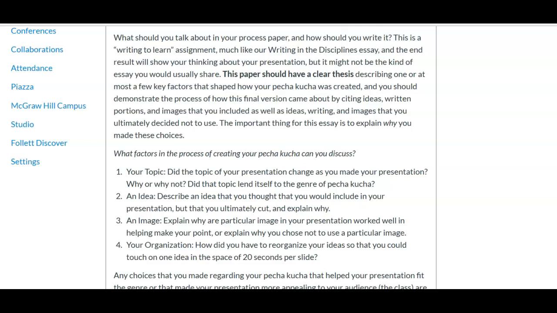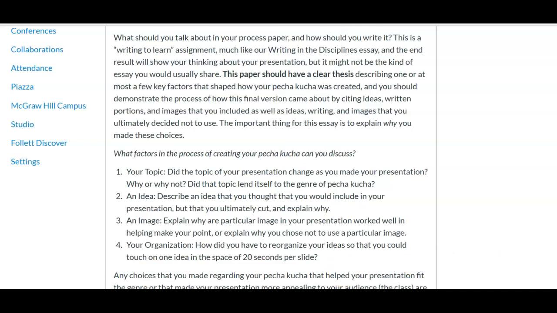Similarly, you could talk about an idea that you might have included. Describe an idea that you thought you would include in your presentation, but you ultimately cut. Explain why. You could talk about an image. And here I'd like you to be as detailed as you possibly can. Explain why a particular image in your presentation worked well in helping make your point, or explain why you chose not to use a particular image.